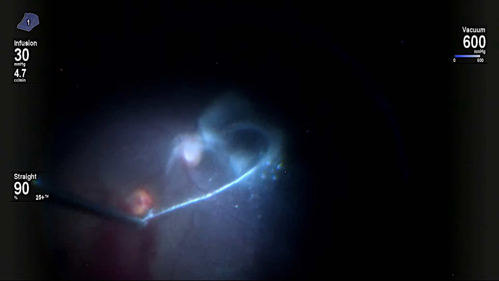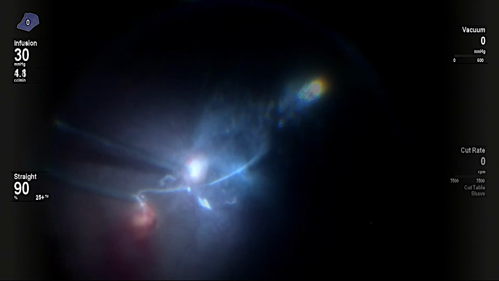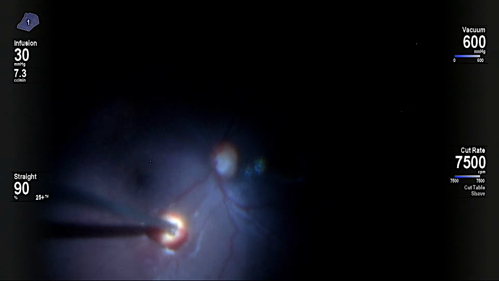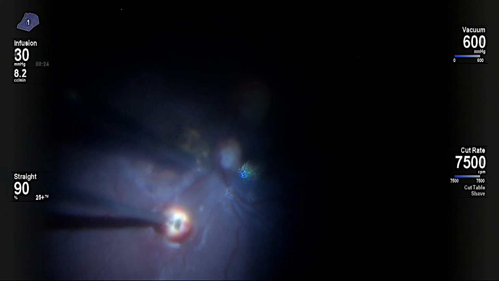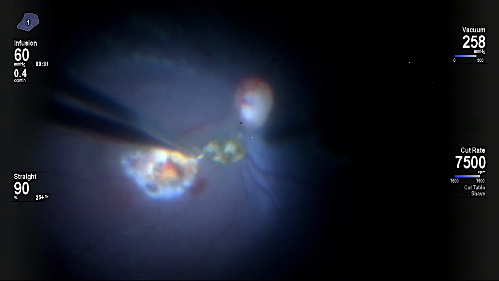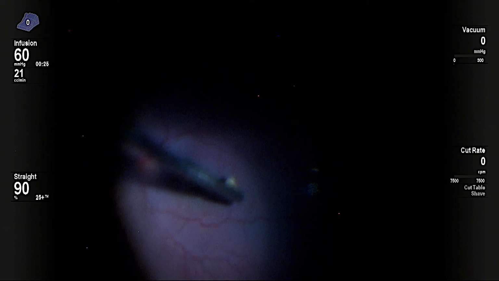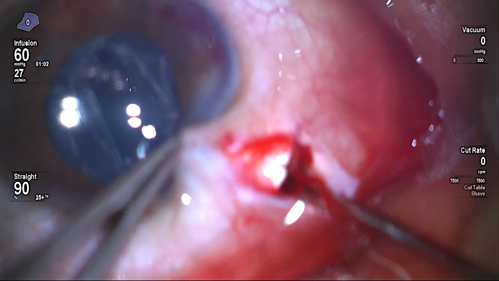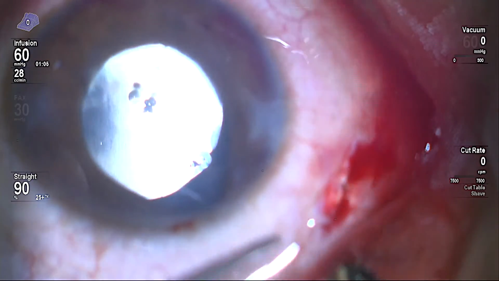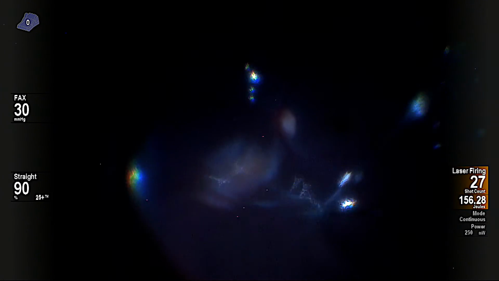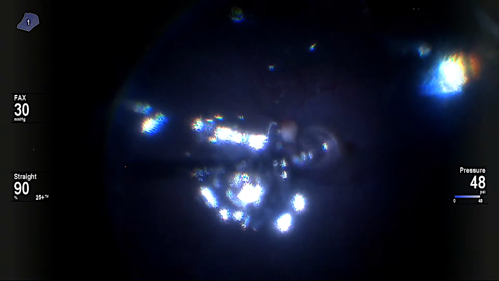PVD induction was done with the help of triamcinolone. Capsule around the foreign body was removed. Foreign body was freed from the retina and then it was removed with the help of an intraocular magnet. Then endolaser was done around the site of foreign body, followed by air fluid exchange, and silicone oil was injected.